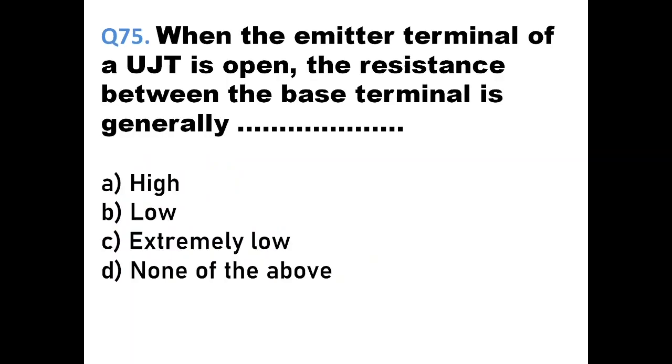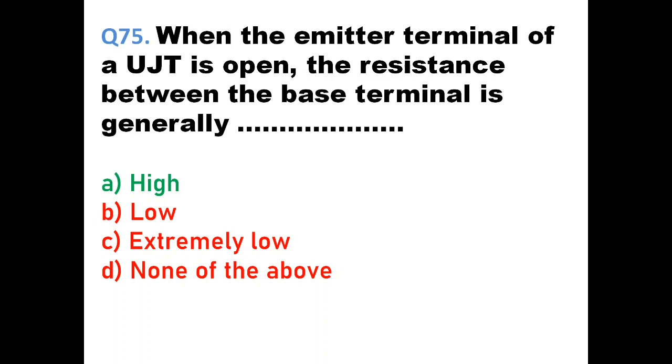When the emitter terminal of a UJT is open, the resistance between the base terminals is generally what? We know that in a UJT you have one emitter, base 1 and base 2. Whenever something is open, automatically the resistance has to be high. So when the emitter terminal is open, automatically the resistance between the base terminals B1 and B2 will be high. That is a logical question, and this is a logical answer. When the emitter terminal of a UJT is open, the resistance between the base terminals will increase, that is, it will be high.